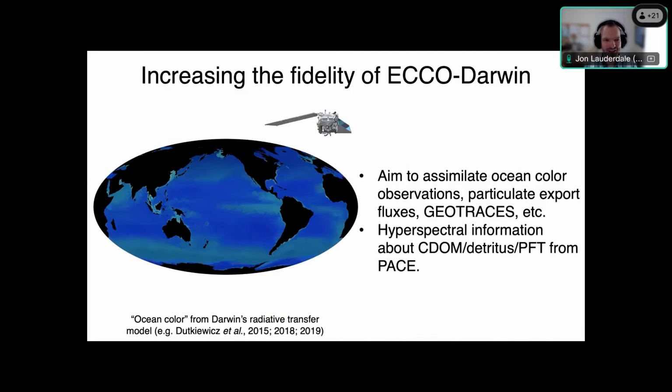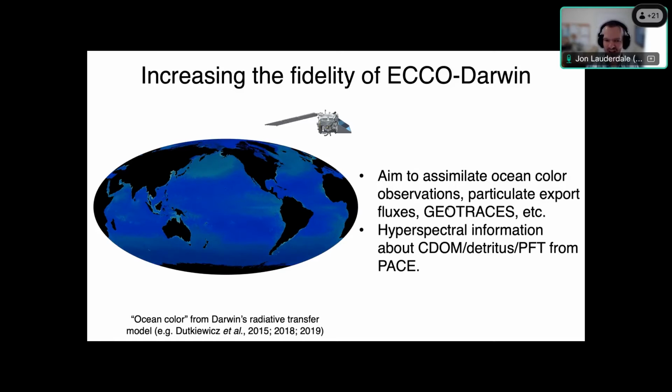So that was a quick overview. Like I said, the state estimate that we get from the ECCO-Darwin model is dependent on the machinery and the code that we have. And so obviously we'll want to improve that and get an even better estimate of the ocean carbon sink. One of the ways that we're going to do this is to assimilate ocean color observations and other data sets, such as particulate export fluxes and GEOTRACES metals, for example, which will allow us to tune our model better.